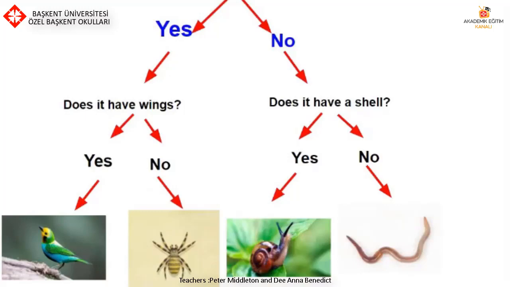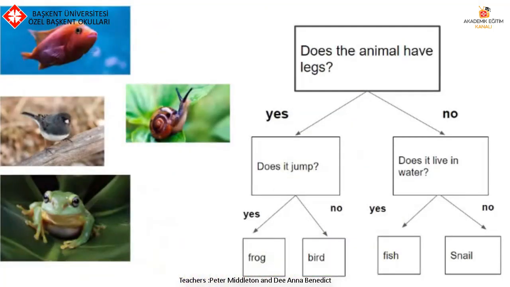So we can make an identification key with yes and no questions using body parts like wings and shell, and you can have different animals as the answers. Here's an example of an identification key and different animals in the identification key. Can you make an identification key for different animals with yes/no questions?